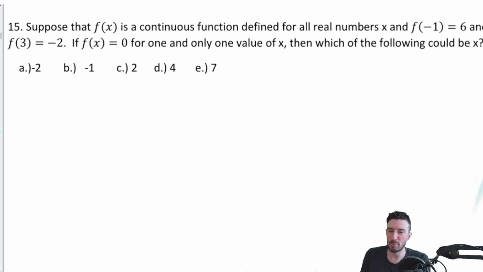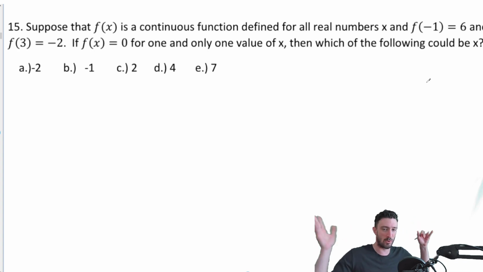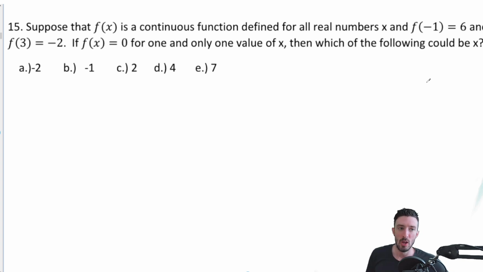All right, last problem of the day. Suppose that f of x is a continuous function defined for all real numbers x, and f of -1 equals 6, f of 3 equals -2. If f of x equals 0 for one and only one value of x, then which of the following could be x? Mumbo jumbo. Who knows what the hell they just said?